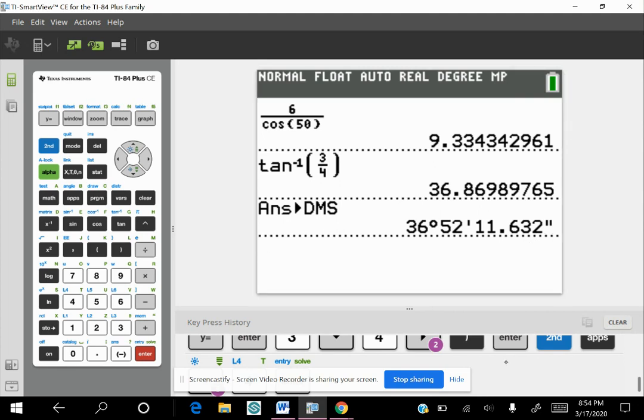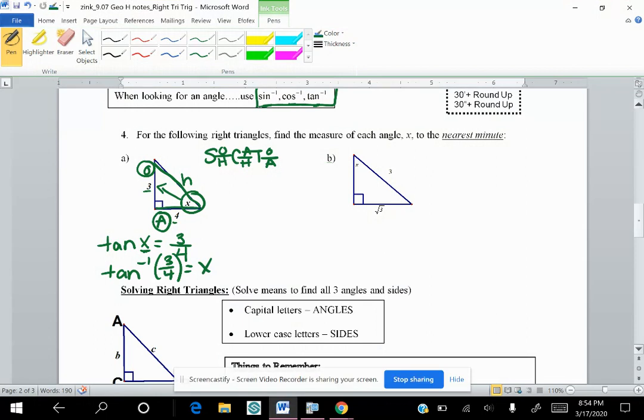So we're going to write that out on our paper. So we got x equals 36.869. And then that equals 36 degrees, 52 minutes, and 11.632 seconds. So it says to the nearest minute.